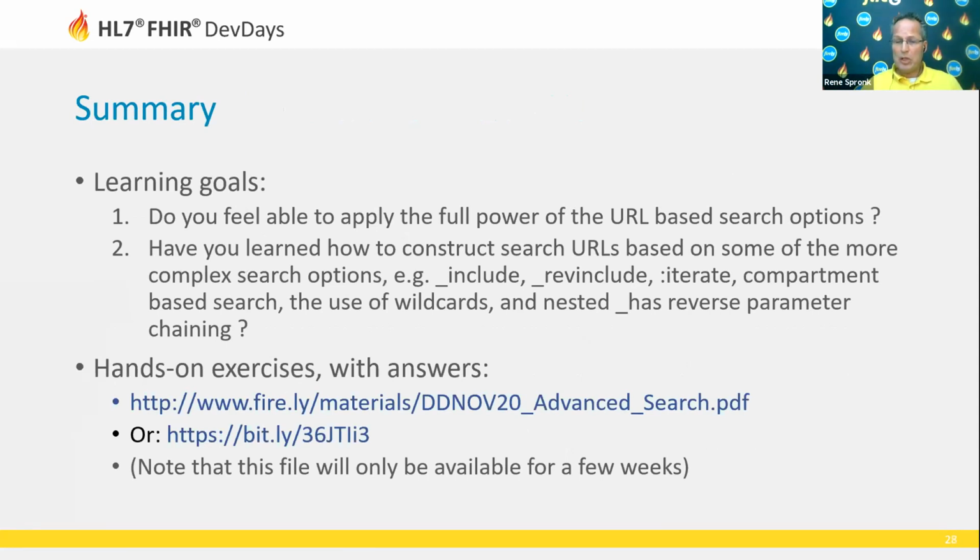So to go back to the learning goals, which were presented at the beginning. The question is, do you now feel able to apply at least what you've seen here? It's not the full power, but hey, it's good enough, of URL-based search options. The only thing listed under 2 that we didn't talk about was nested and reverse parameter chaining, which is a very tricky subject. But this is actually not used in production that often. That's why we decided to skip it and focus on some of the other issues.